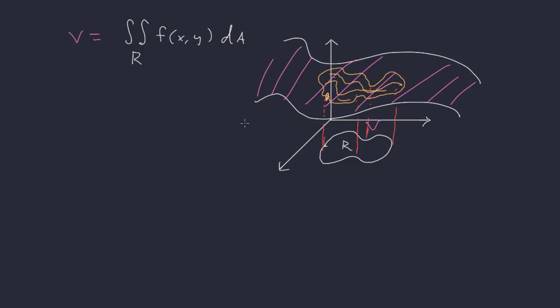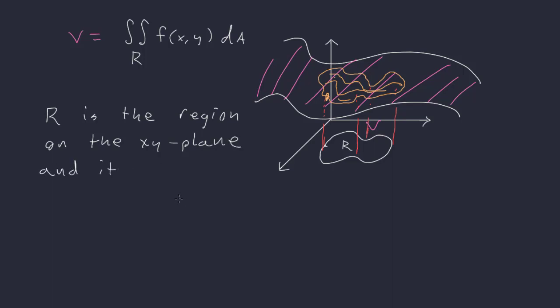Okay, so we can complicate this a bit. What's important is how these are set up. There are two ways that we typically represent R. So you might be wondering what's going on here. R is the description of the region, so I'll just say the region on the xy plane, and it determines the limits of integration.